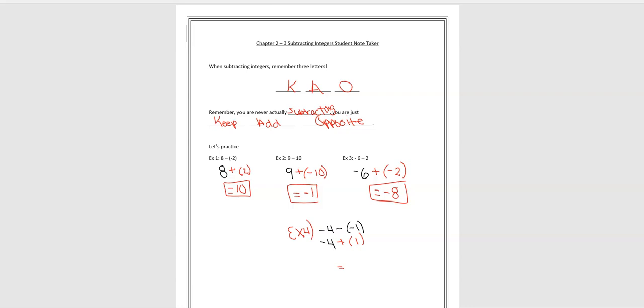So now, again, I have different signs. So different signs tells me I'm going to subtract. So 4 minus 1 is 3. And the absolute value of negative 4 is going to be bigger than the absolute value of 1. So I'm going to take the sign of this 4, which is negative. So my answer is negative 3. So don't forget, all I want you to do is remember K-A-O. Keep, add, opposite.